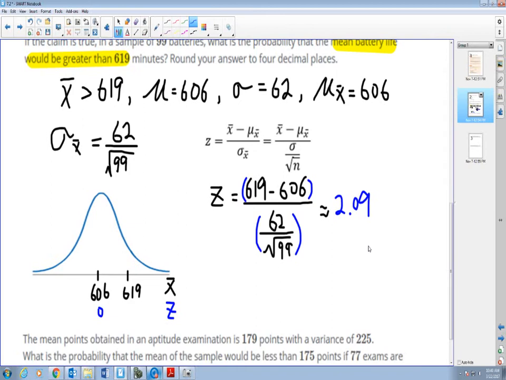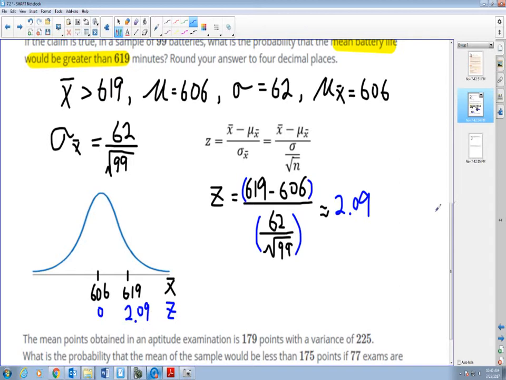So now you probably begin to understand why we standardize. We make them all into z-scores so we can easily put them in the calculator or look them up in the table, because different problems have different means and standard deviations. That's why we want to standardize it. It makes it a little bit easier. 2.09.